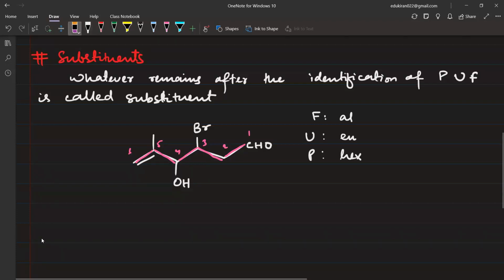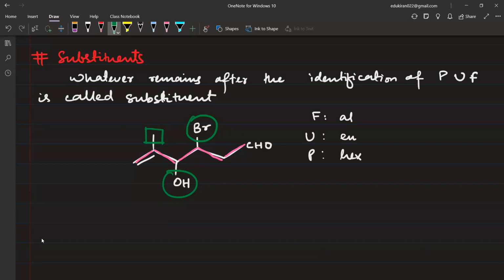Now, whatever is remaining after this, that is called substituent. So, what is left? CHO we have done as the functional group. Now, the things which are remaining are this OH group, this CH3 group, and this Br group. These are the 3 different types of substituent that you are going to get.